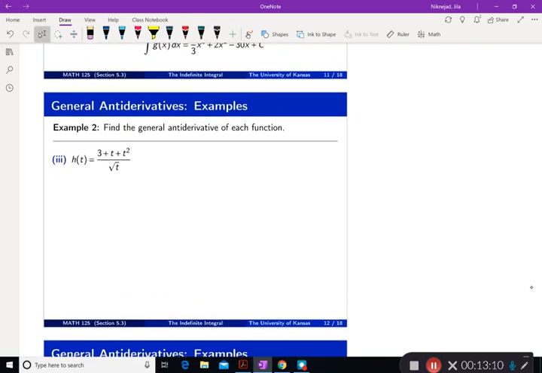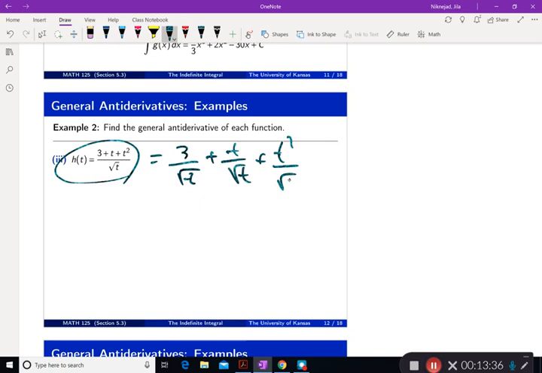Now, let's find another antiderivative. This time it feels like it's a quotient rule. Again, we know that there's no quotient rule for antiderivatives, so we have to do something else. Do the algebra. So I write this as 3 over square root of t plus t over square root of t plus t squared over square root of t. And then I clean it up a little further.